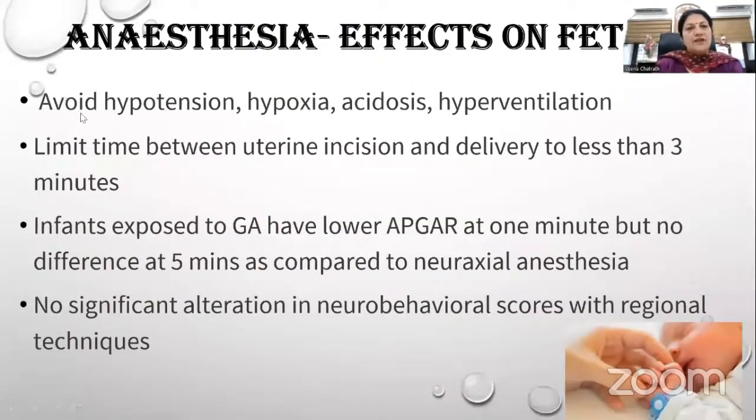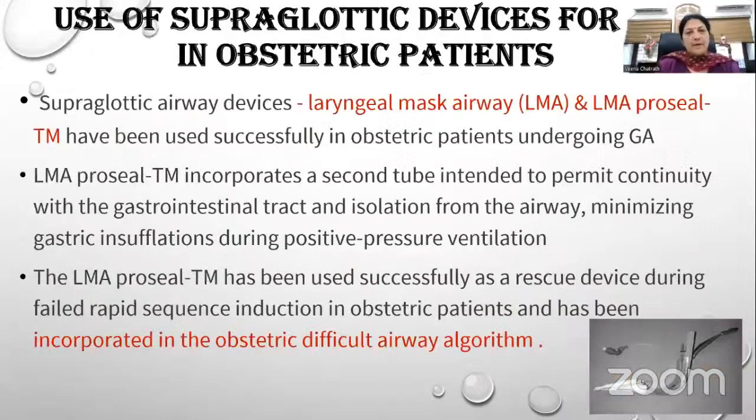Effects of anesthesia on fetus. We have to avoid hypotension, hypoxia, acidosis, and hyperventilation, and the time between uterine incision and delivery should be limited to less than 3 minutes. Infants exposed to GA have lower APGAR scores at 1 minute, but there is no difference at 5 minutes as compared to neuraxial anesthesia. There is no significant alteration in neurobehavioral scores with regional techniques.